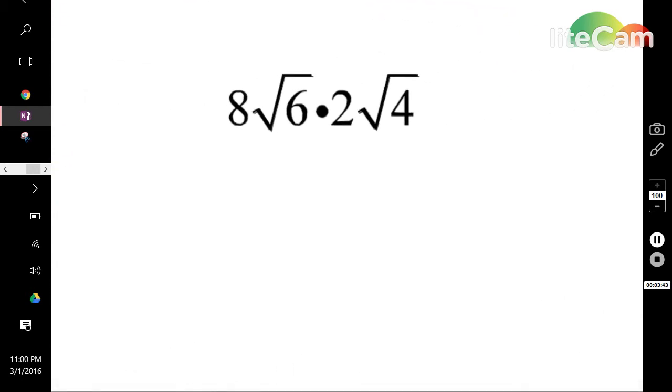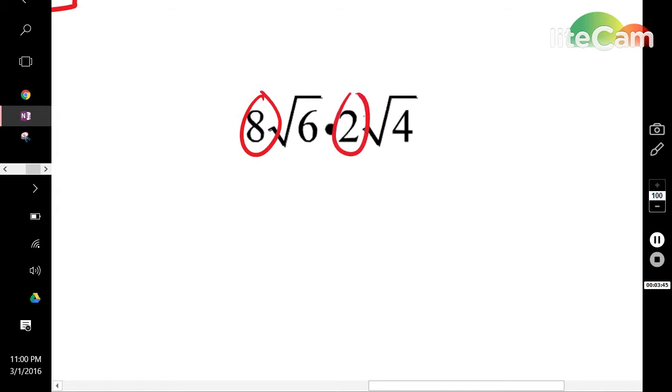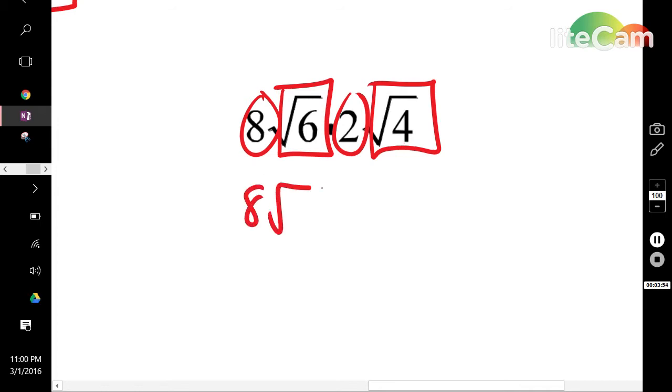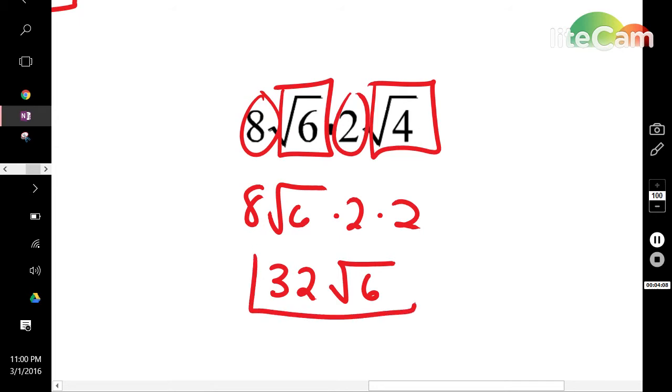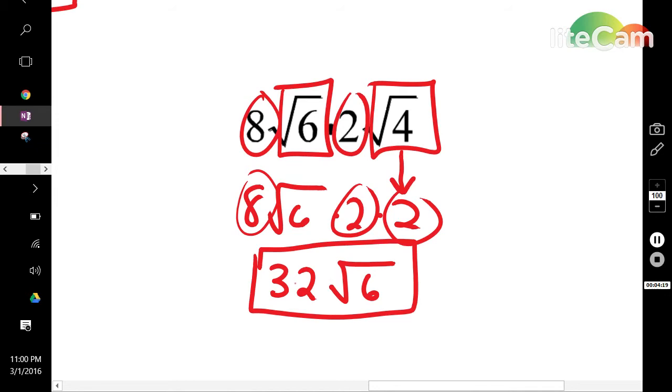This example here, we have 2 numbers on the outside and 2 numbers on the inside. However, the square root of 4 is 2. So I can rewrite this like that. And now I have 3 numbers on the outside and 1 on the inside. So 8 times 2 times 2 is 32, and then root 6 has to stay in the radical. So once more, I changed the square root of 4 to 2. Then I multiplied the 3 outside numbers together to get 32. And root 6 had to stay inside because it is not a perfect square.